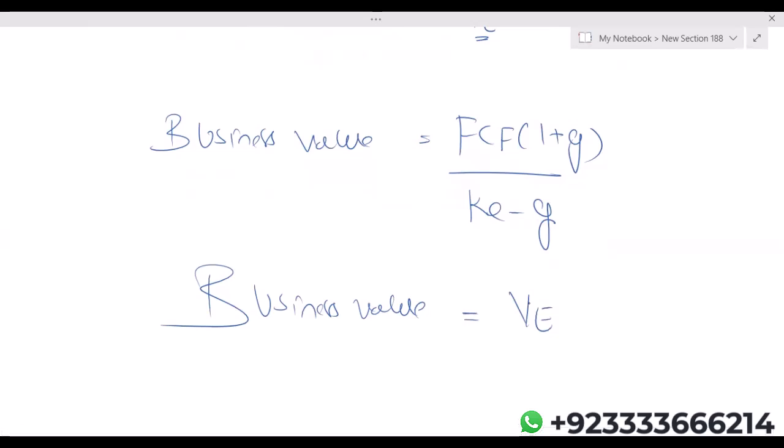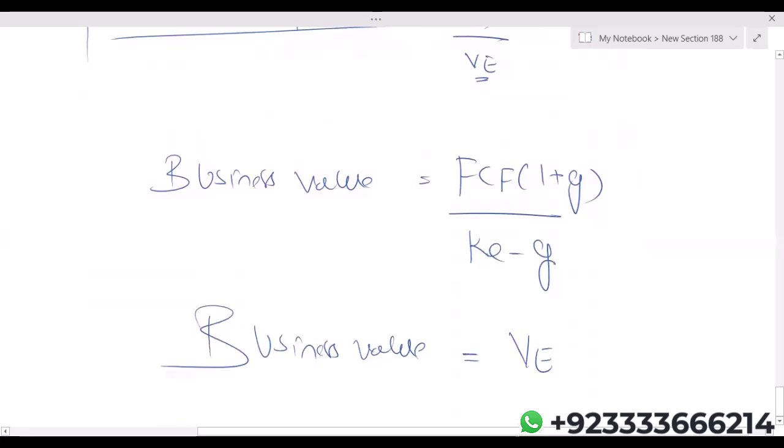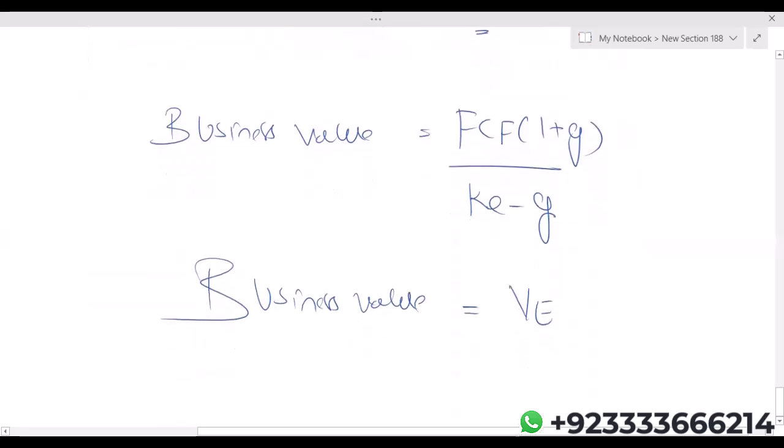Either you have been given weighted average cost of capital, then business value will be equal to market value equity plus market value of debt. If you have been given KE, no cost of capital is given, then by using this free cash flow formula, you will get a business value that will be equal to market value equity.